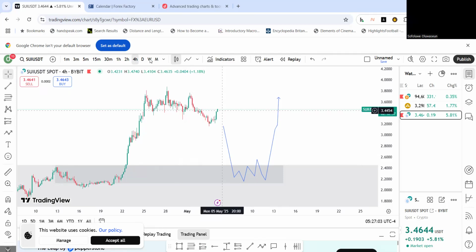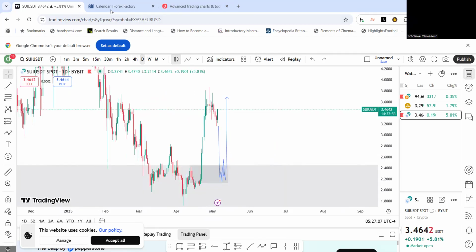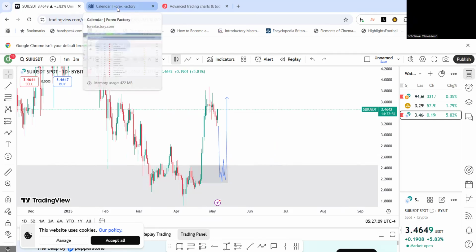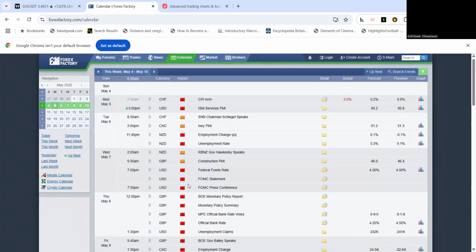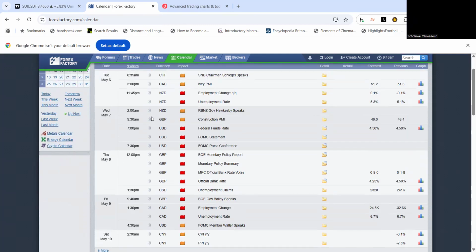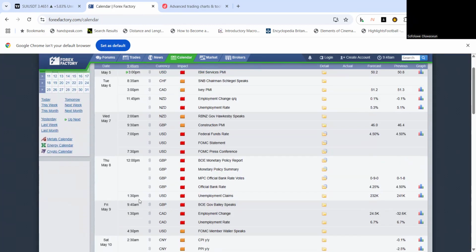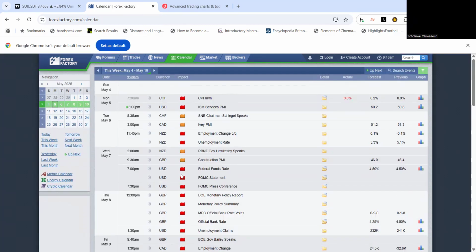Okay, let's check our Forex Factory. You can see that we have a lot of news here this week, especially on Wednesday, Thursday, and even Friday. I have a lot of USD and GBP red folder, high impact news. So you have to trade cautiously. You have to be cautious of your trades.